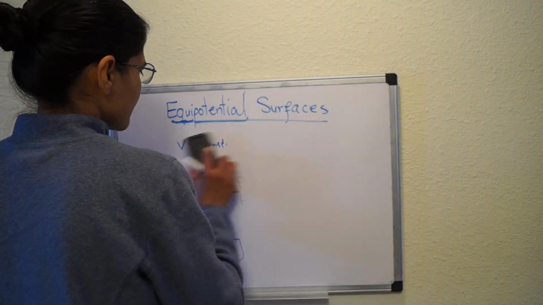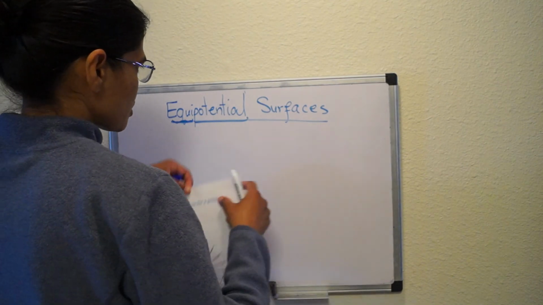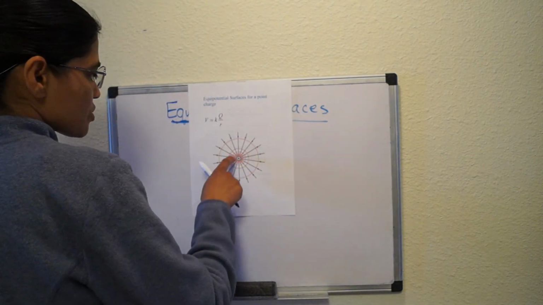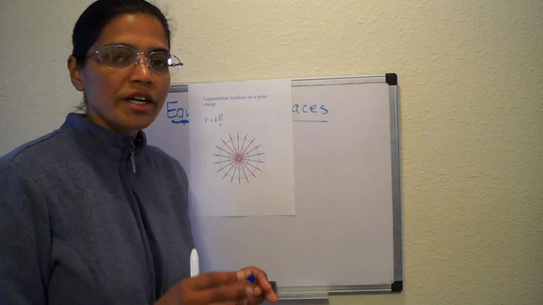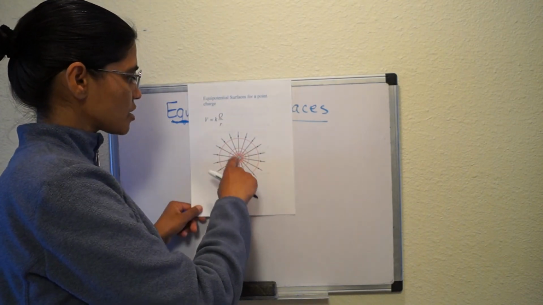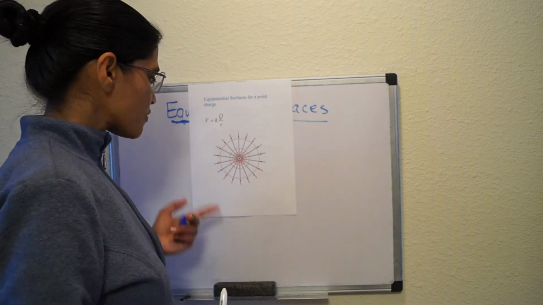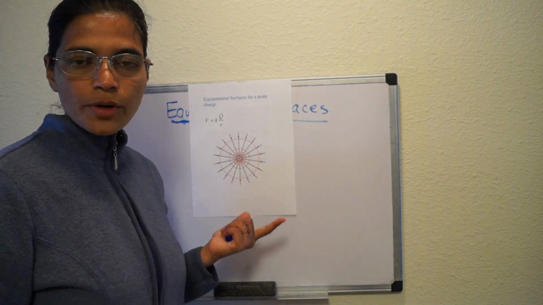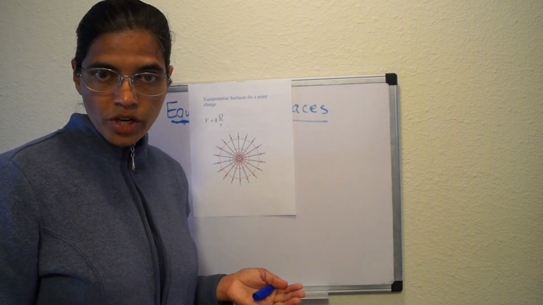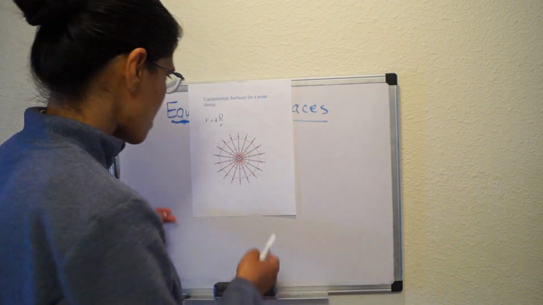We also looked at equipotential surfaces for a few charge distributions, and this is what it looked like for a point charge. It would be just a series of concentric spherical surfaces, right? This is if we have this point charge here. So this red dashed line is going to be the equipotential surfaces. So basically equipotential surfaces for a point charge is just a series of concentric spherical surfaces, okay?